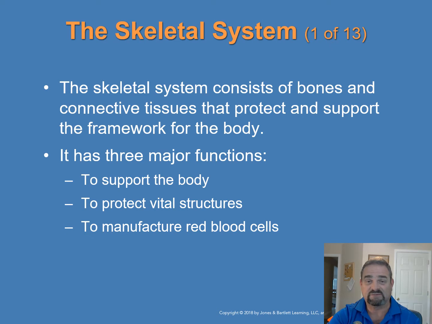All right, skeletal system. The skeletal system consists of bones and connective tissue that protect and support the framework of the body. Without the bones, we'd just be a big old blob of goo, so we have to have bones to give us structure. It has three major functions. It's to support the body, protect internal vital structures, and also to manufacture red blood cells, because we've got to replace those. From time to time, they get worn out and they have to be discarded.